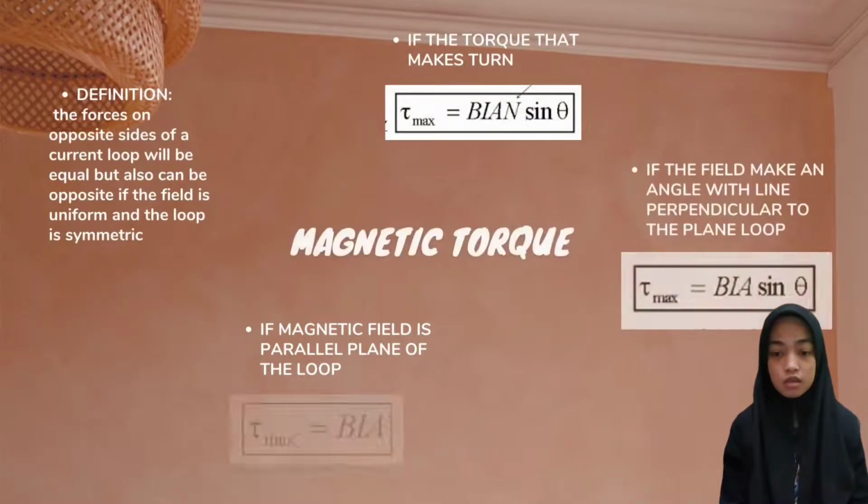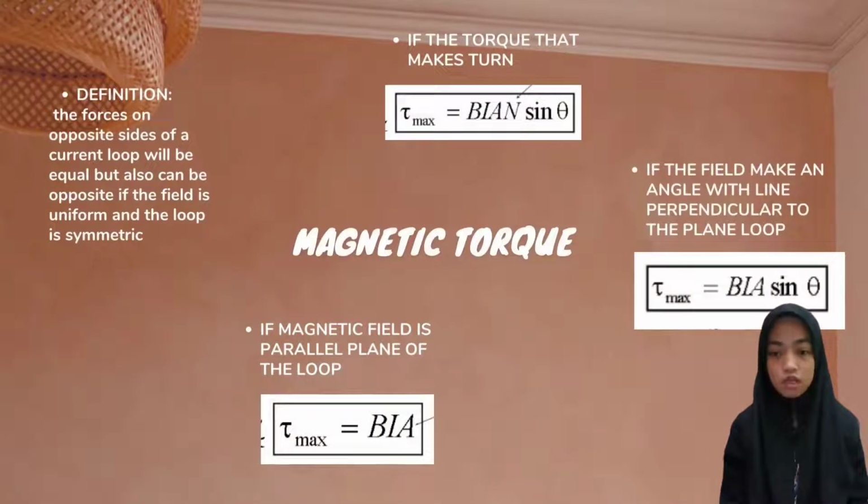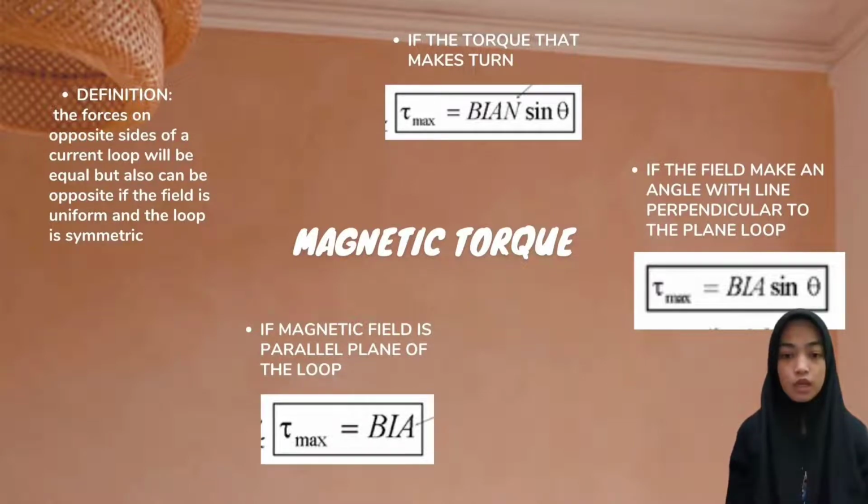Next is magnetic torque. The forces on opposite sides of a current loop will be equal and opposite. If the field makes an angle with the perpendicular to the plane of the loop, we use this one. Torque equals BIA sin theta. And lastly, if the loop has N turns, we can add N there, so torque equals BIAN sin theta.